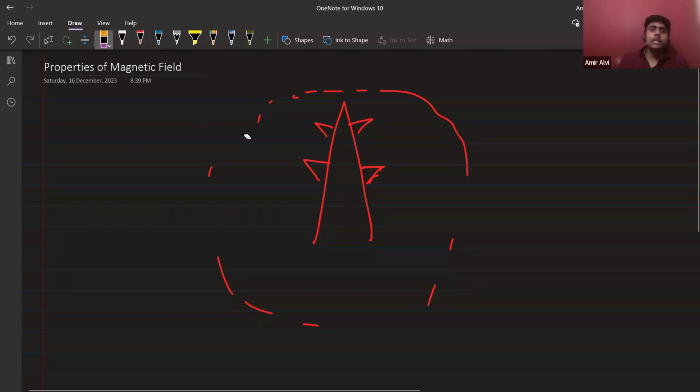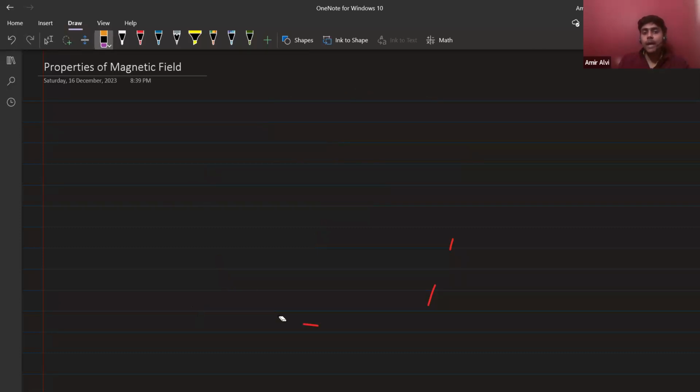Good. So now we will be dealing with the properties of magnetic field, and what exactly a magnetic field is. Okay, so let me write down the things.